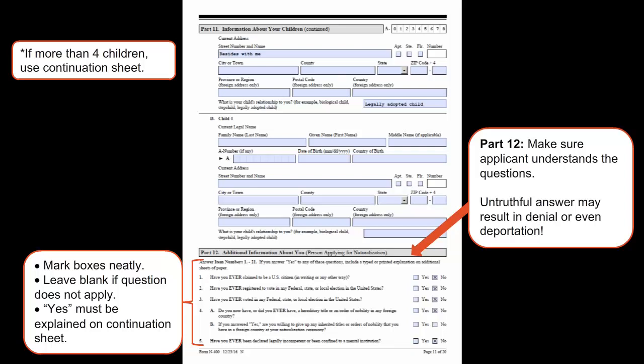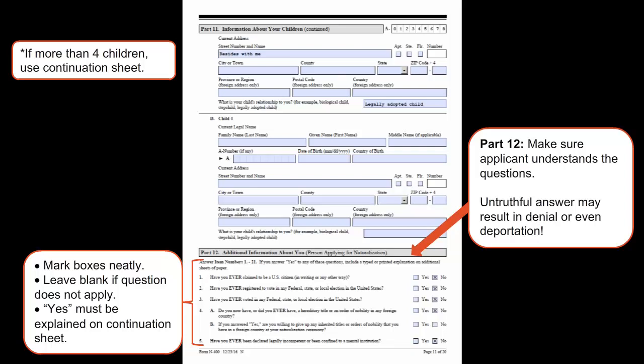Page 10 continues with information about their children. Again, if there are more than 4 children, use a continuation sheet to list the extra children. Part 12 is a series of yes/no questions about the applicant.